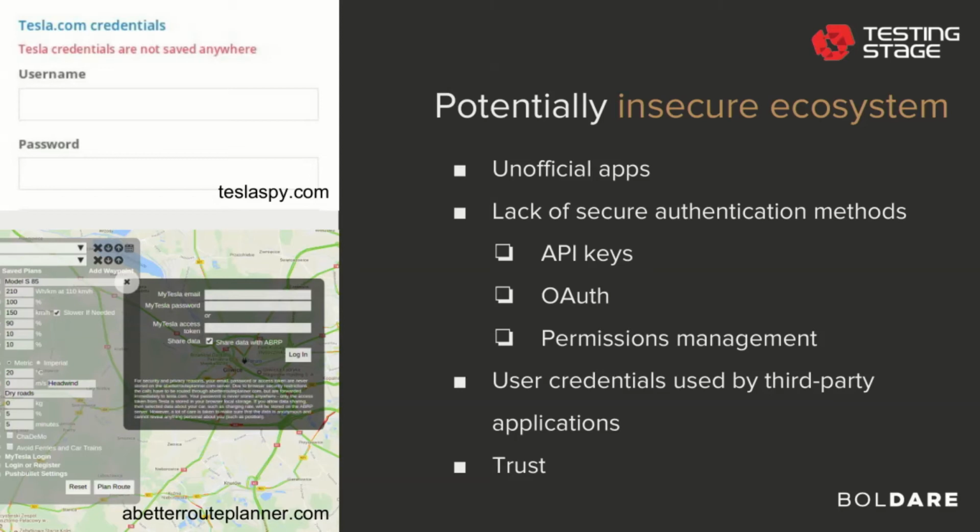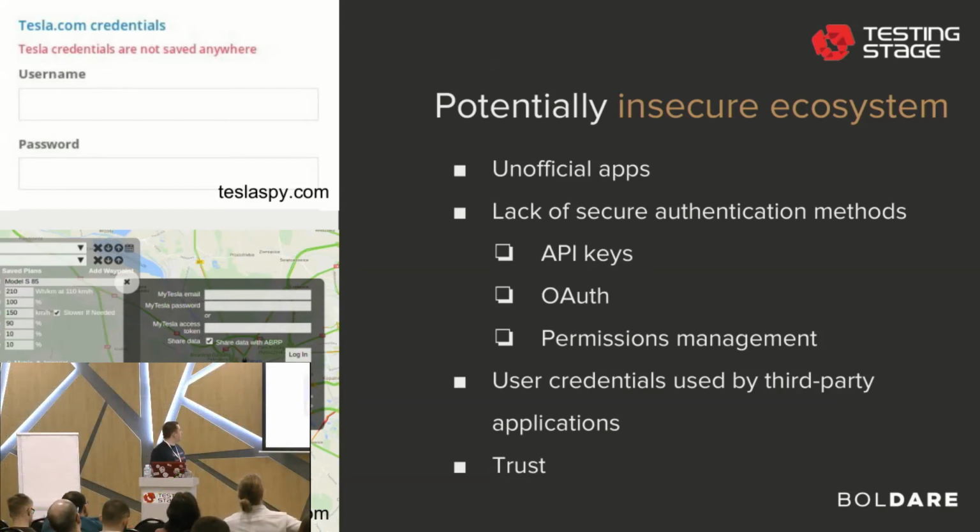So there are applications, just to be clear, I'm not saying that these specific applications are insecure, but there are applications, for example, Tesla Spy, that can generate PDF files with your route and some statistics, or a better route planner that can plan the route based on the chargers. Very useful from the user's perspective. But both of these applications ask users to give them their login and their password to the Tesla account, which means that they can access the car.